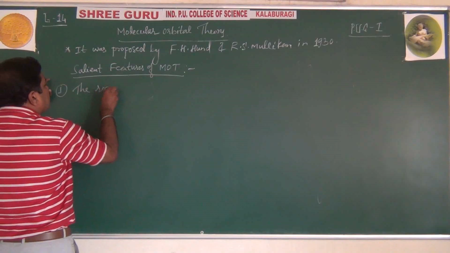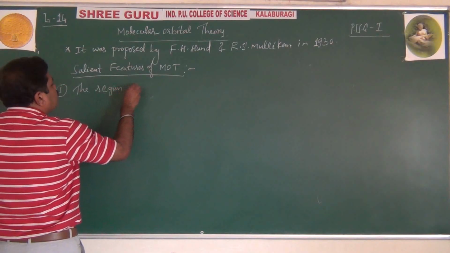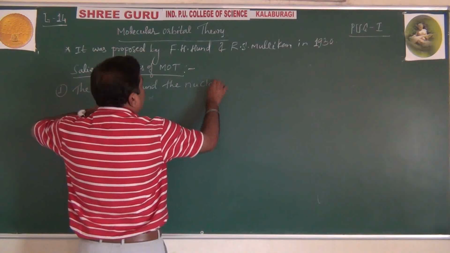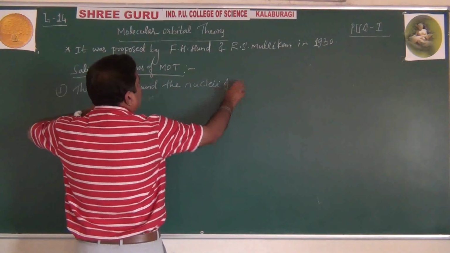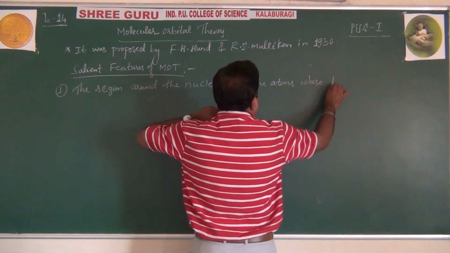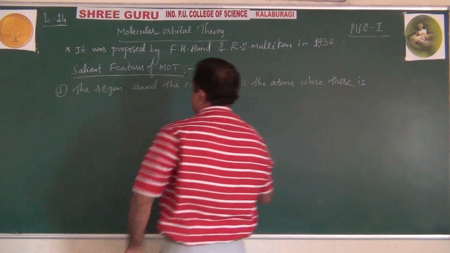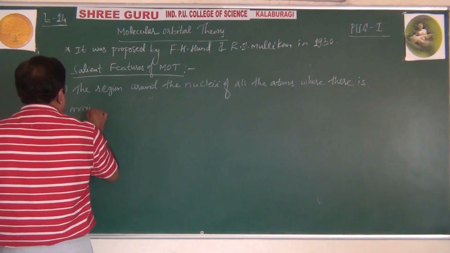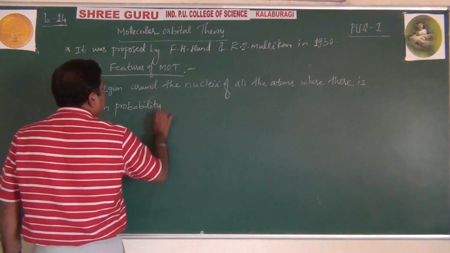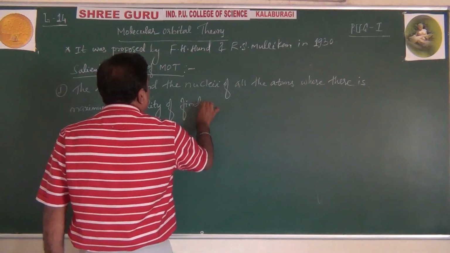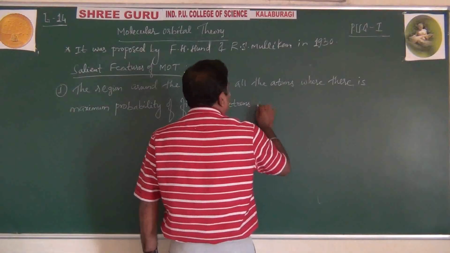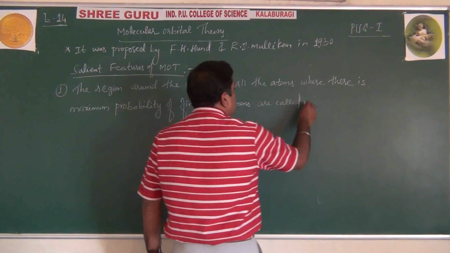The region around the nuclei of all the atoms where there is maximum probability of finding electron are called molecular orbitals.